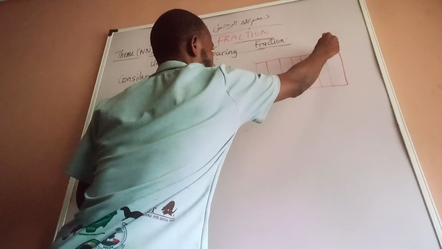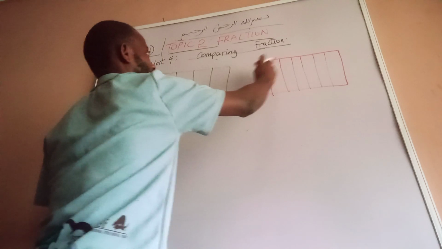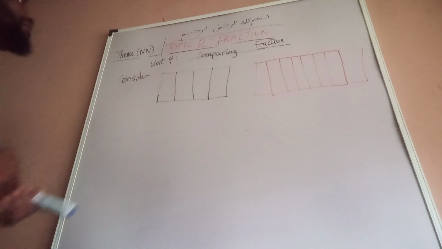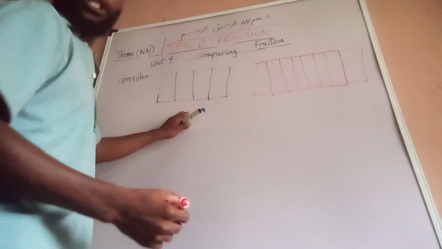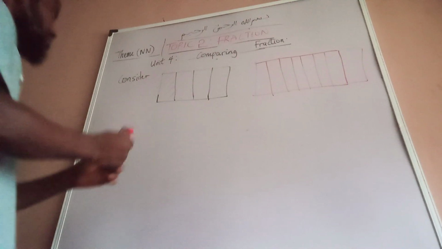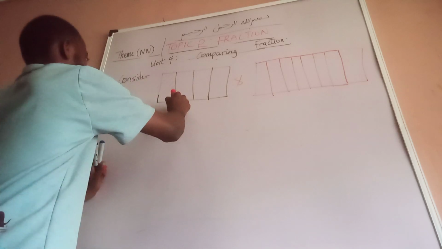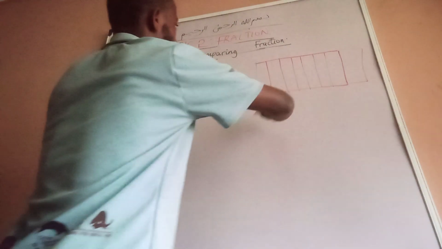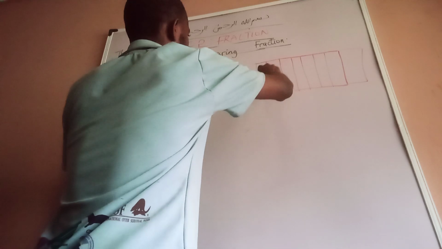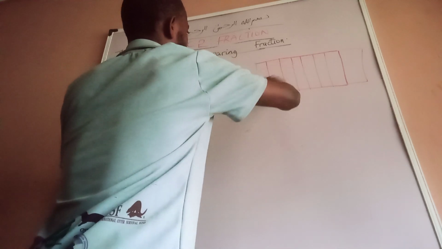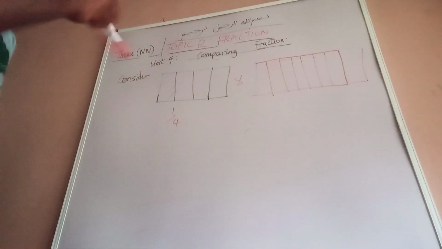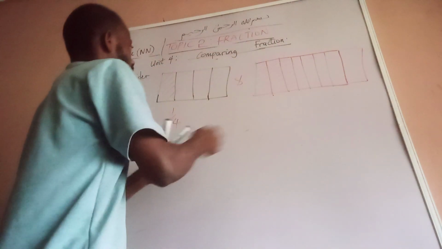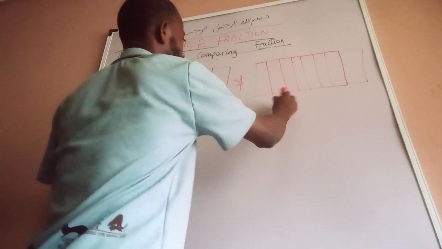1, 2, 3, 4, 5, 6, 7, 8. Now, this one is this. In this shape, this is what? 1 over 4, right? We are comparing 1 over 4. And here, 1, 2, 3, 4, 5, 6, 7, 8. 3 over 8. We are comparing 1 over 4 and 3 over 8.